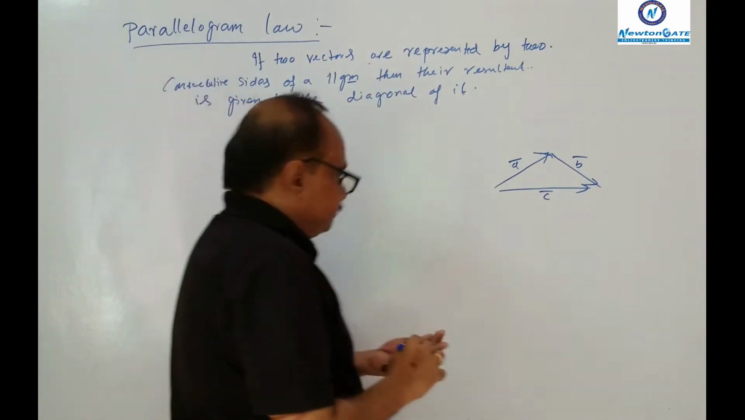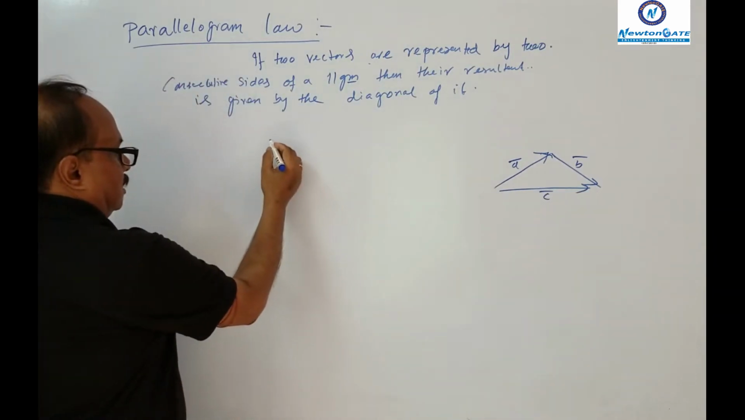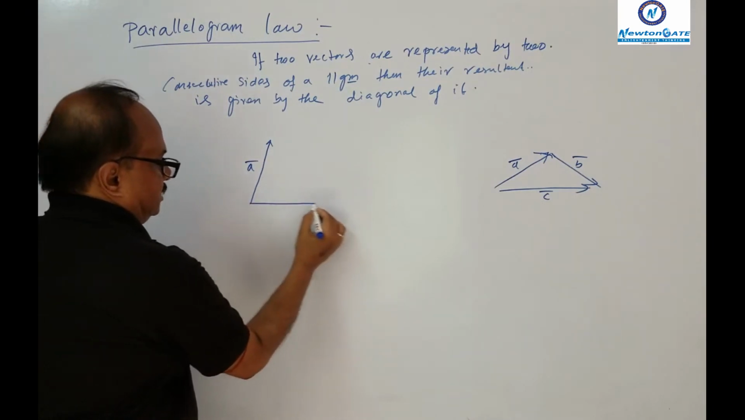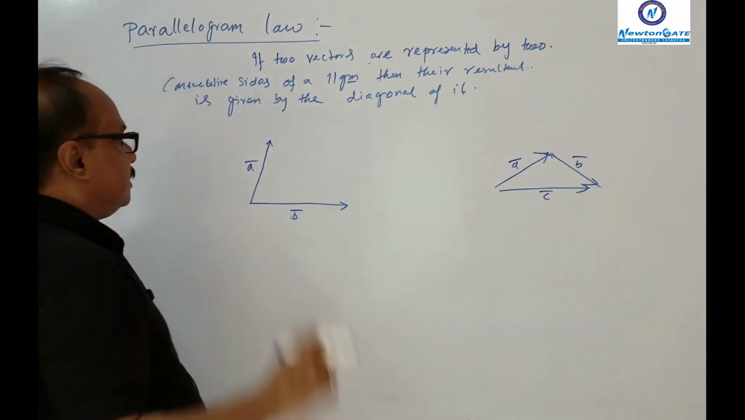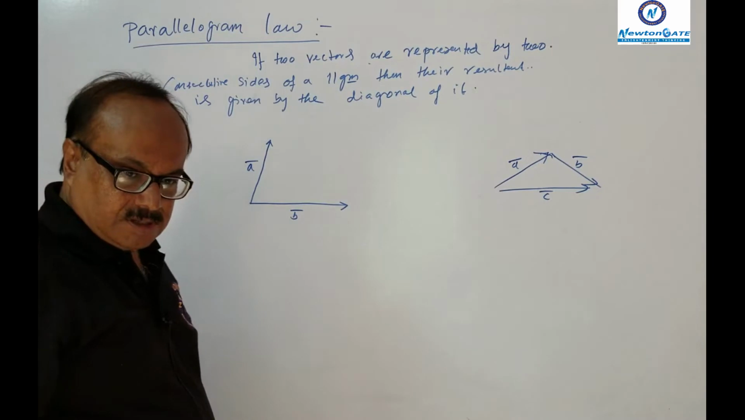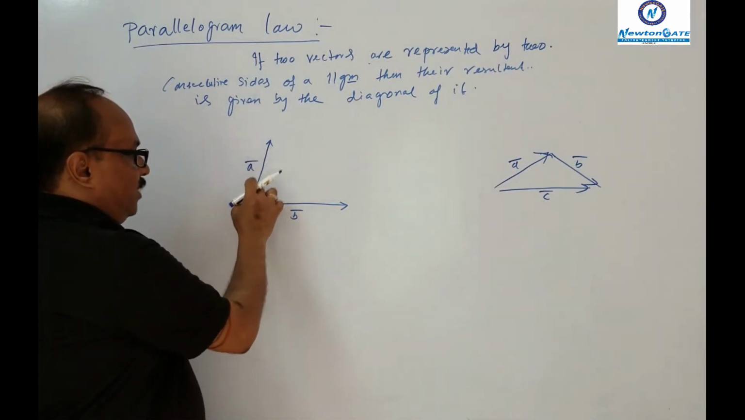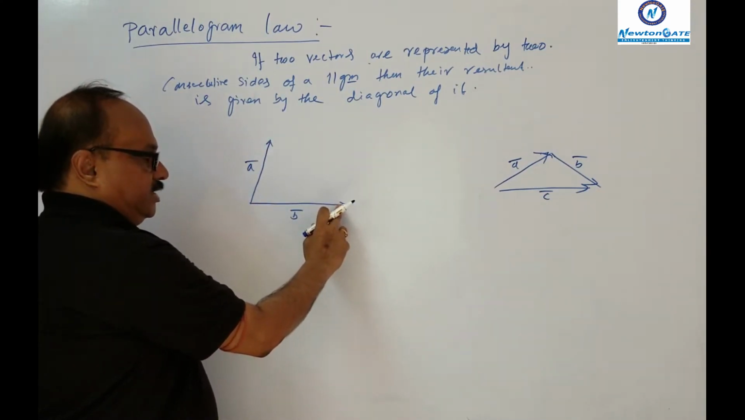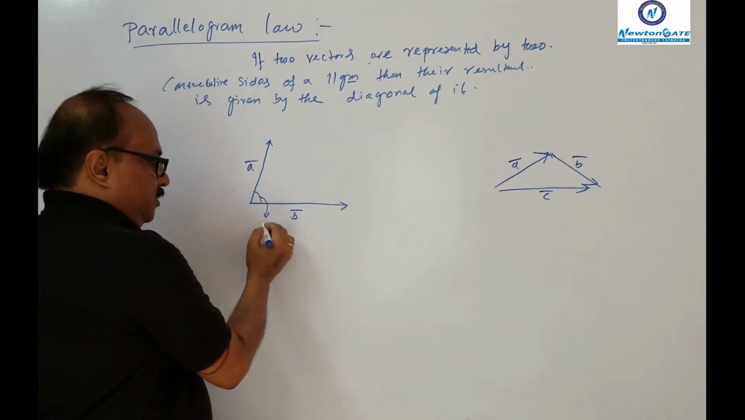What it is, let me see. See, this is one vector, this is vector A, and this is another vector B. This is vector A and this is vector B. And you see, this vector is represented by one of the sides of the parallelogram, and this vector is represented by another side of the parallelogram. And the angle between these two vectors is also known to me, think it theta.